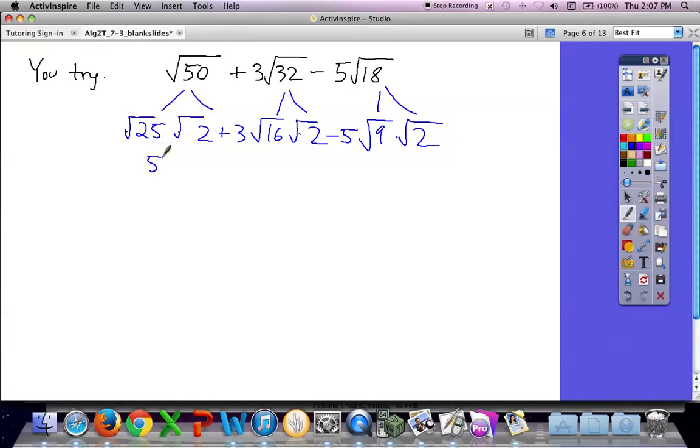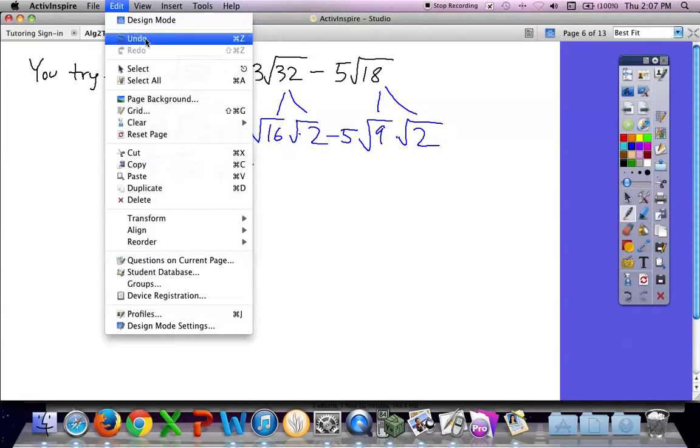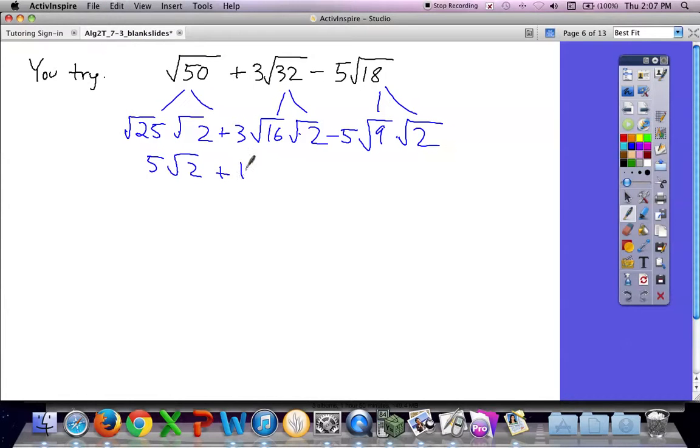So this was 5 times the square root of 2 plus 3 times 4, 12 times the square root of 2, minus 15 times the square root of 2, which is 2 times the square root of 2. That was right. And most people got that.